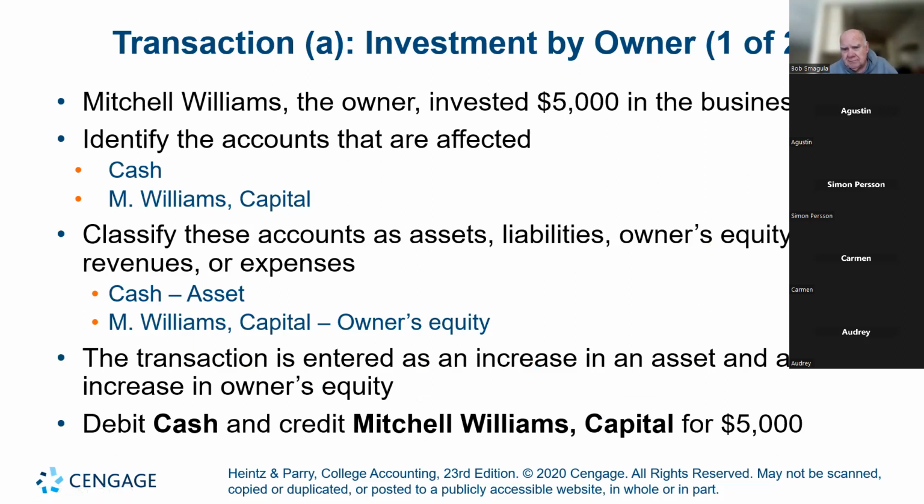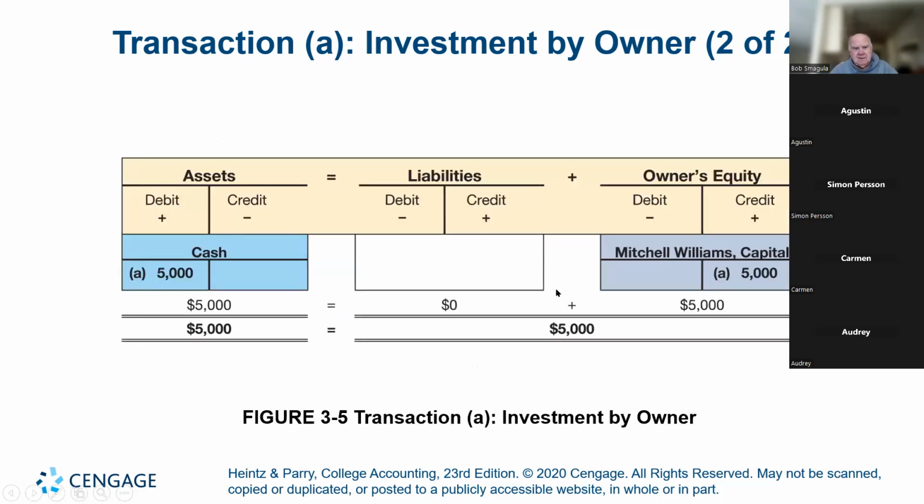So let's see what we have here. Mitchell Williams opened up that delivery business of his where he's delivering pizzas all over Santa Barbara. He invested $5,000 in the business. Identify the accounts that are affected. Cash obviously goes up. Capital goes up, right? But we're not going to say increase or decrease. We're going to say you debit cash and you credit capital. And now you're seeing it in T account form, okay? This looks different than chapter 2, where we were just introducing you to the accounting equation and keeping it in balance, okay? So right now we're in balance, 5,000 cash, 5,000 equity.